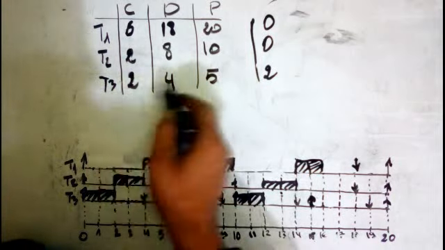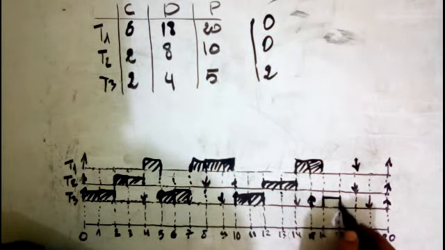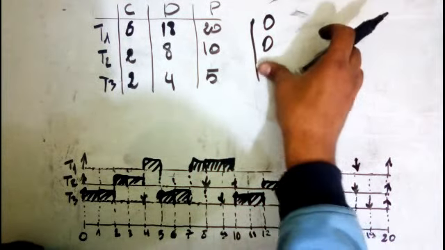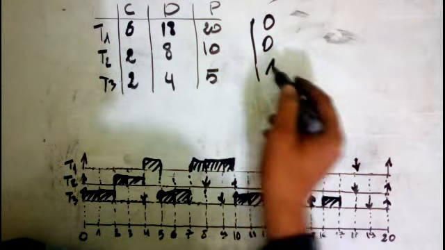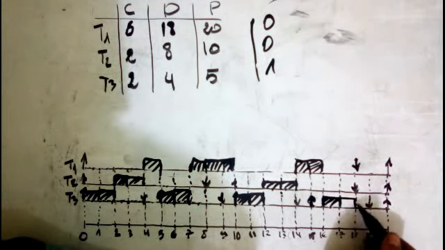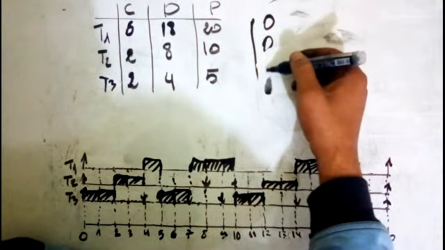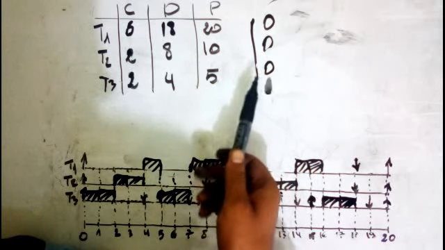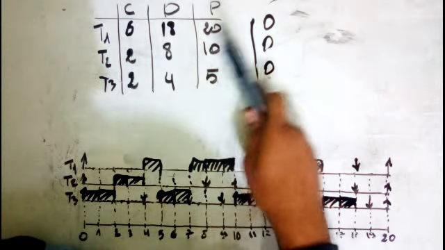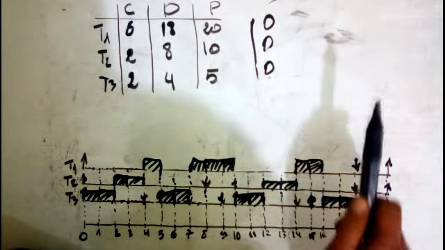So now we have just T3. So from 16 to 17, it remains 1. From 17 to 18, we have only T3 ready. So we ran it, and it remains 0. From 18 to 19, there is no process ready. So that's it.